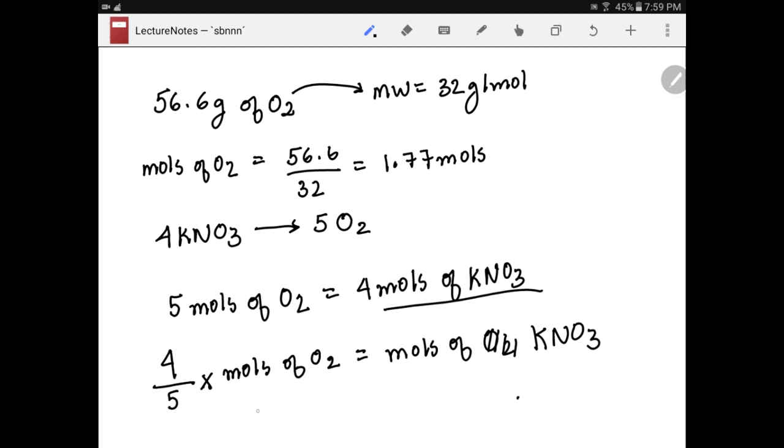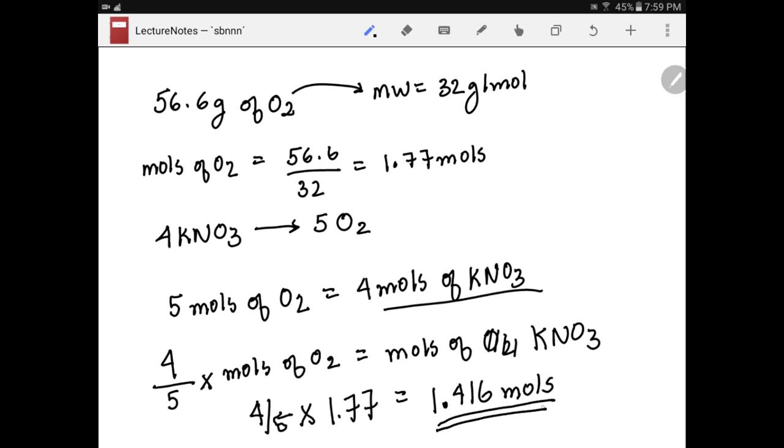So we do some calculations. 4 over 5 times 1.77 gives us 1.416 moles. So that's our answer to part A. 1.416 moles of potassium nitrate were heated to produce 56.6 grams of oxygen.